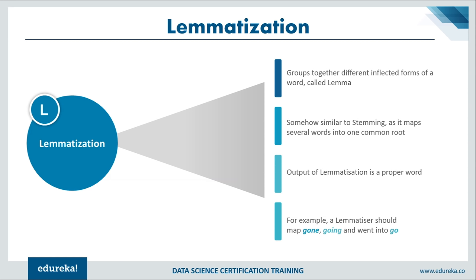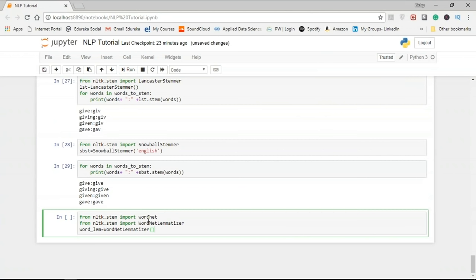Again, we can see how it works with the same example words. Let's try lemmatization using the NLTK library. First of all, we are going to import wordnet. As mentioned earlier, it requires a dictionary which the algorithm can look into to link the form back to its original lemma. And since the output is a proper word, it needs to have a dictionary. So here we are going to import the wordnet dictionary, and we are going to import the WordNet lemmatizer.